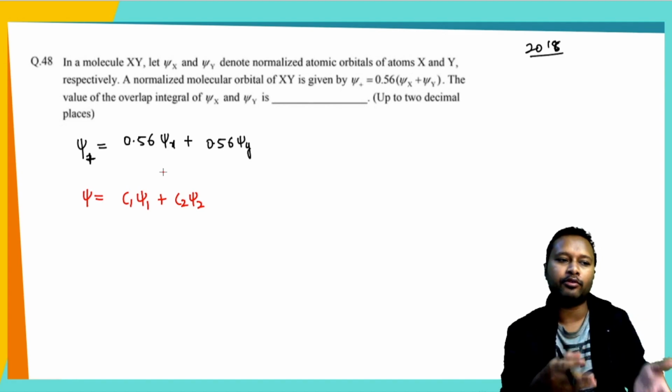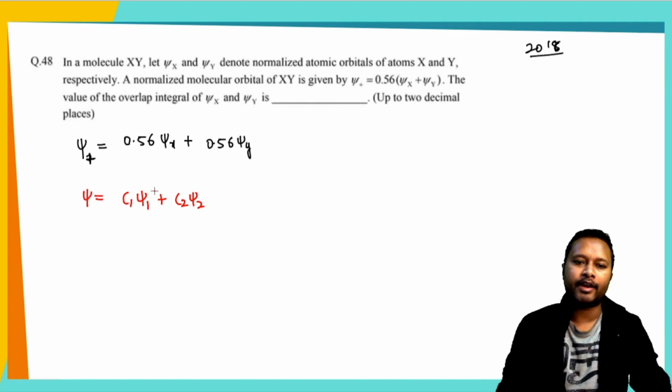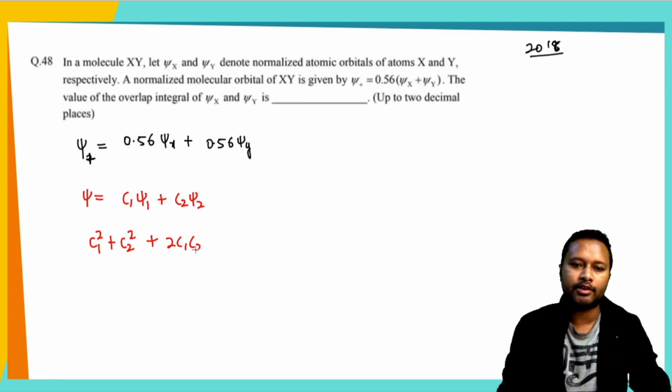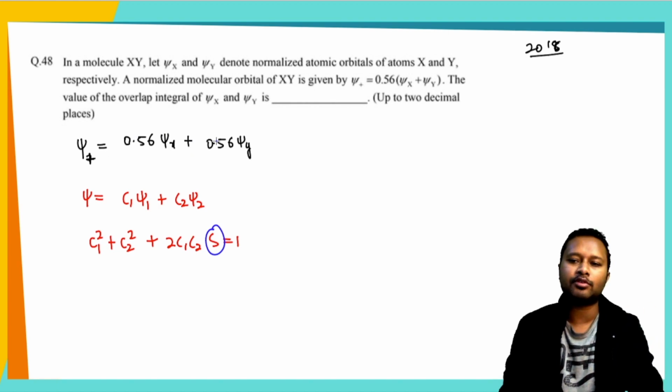c1 and c2 are the coefficients over here. So the equation to find your overlap integral is calculated as c1 square plus c2 square plus 2 c1 c2 S is equal to 1, where this S is called your overlap integral. You can use the same equation to solve it over here.